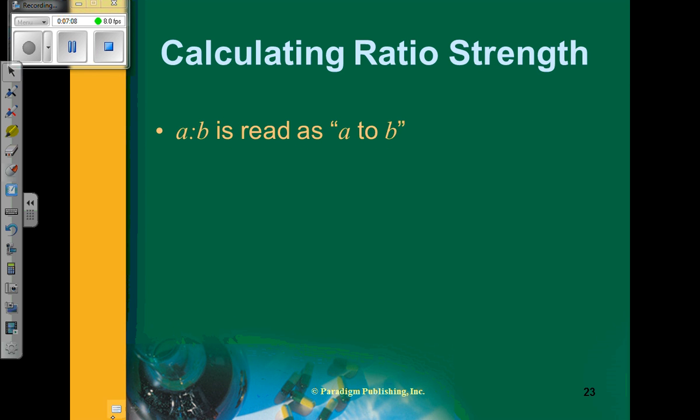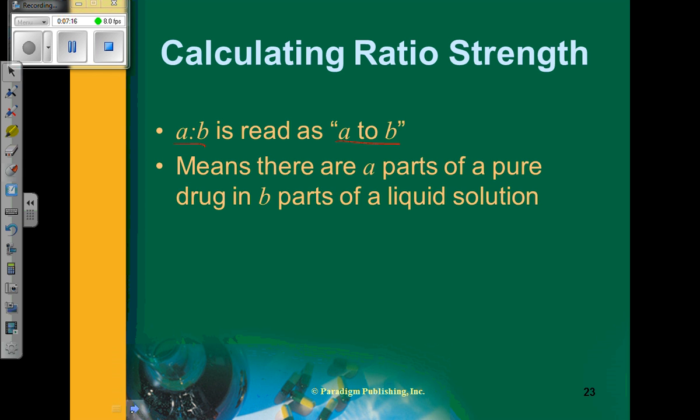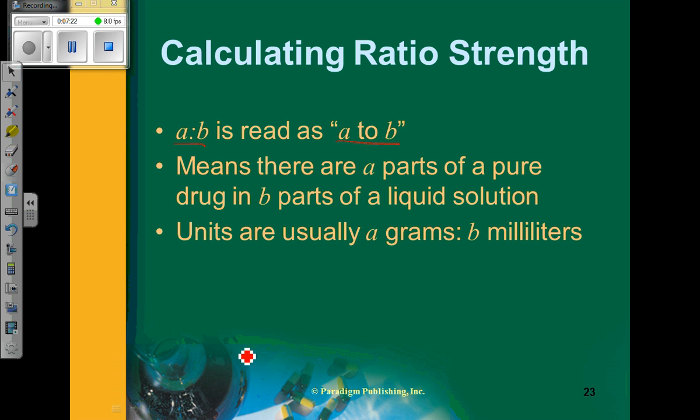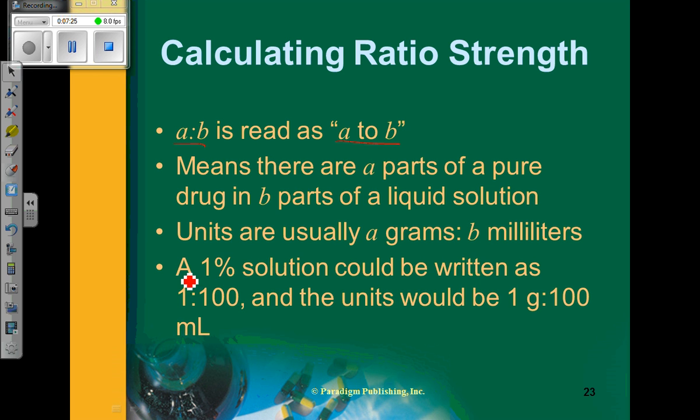So this is just a review of what the ratio strength means. A to B is read A to B. It means there are A parts of a pure drug and B parts of a liquid solution. Units are generally A grams and B milliliters. And just remember, anytime you have a percent, that percent means 100. So it could be written as 1 to 100, or if you had to put the units on it, if it just says 1%, it would be 1 gram to 100 milliliters.